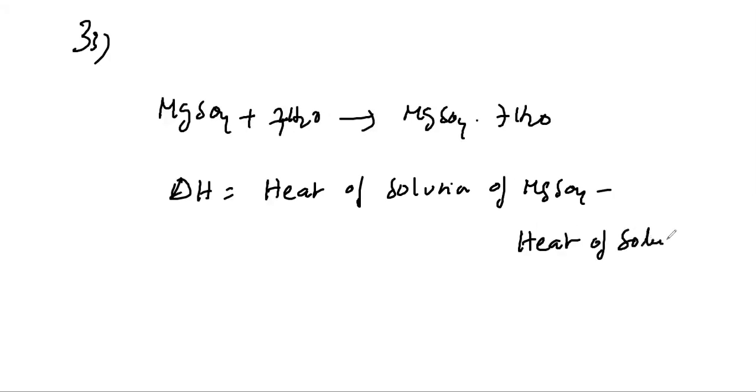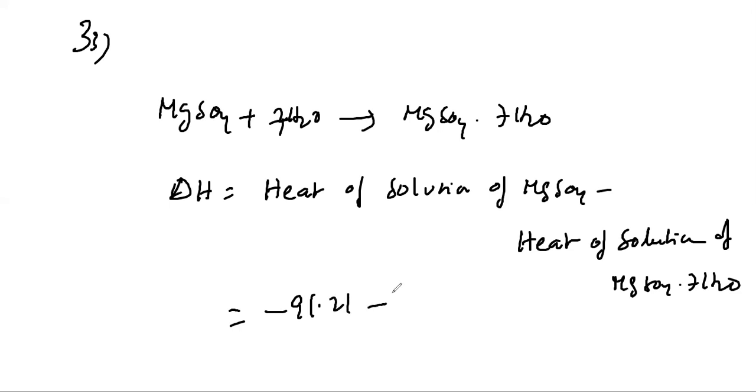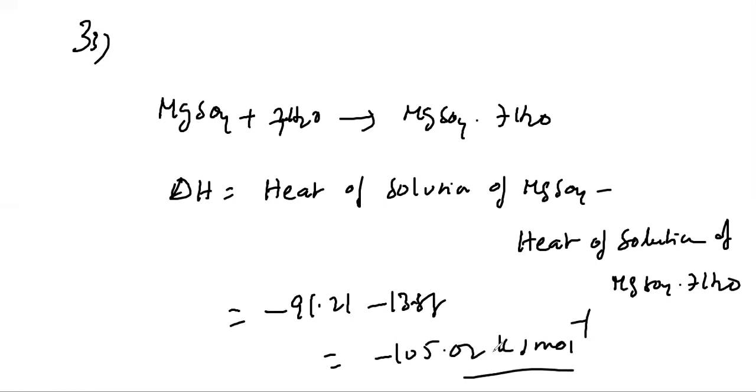Heat of solution of MgSO4 dot 7H2O. So how much are you going to get? That is equal to minus 91.21 minus 13.88. So you are going to get minus 105.02 kilojoule per mole. That was the 33rd.